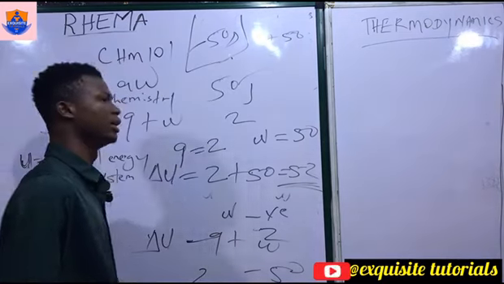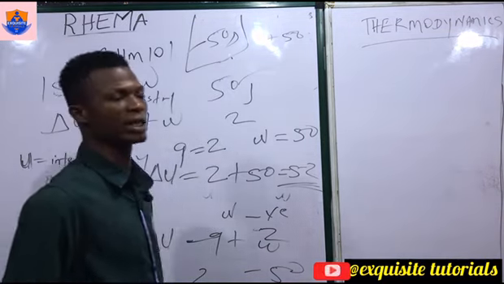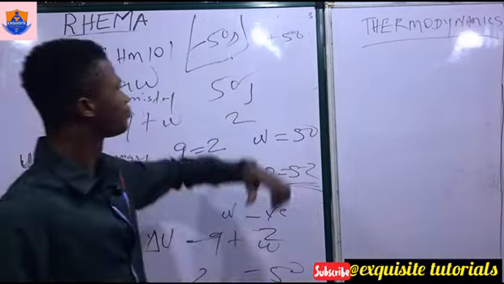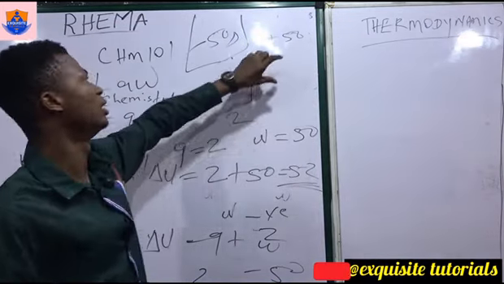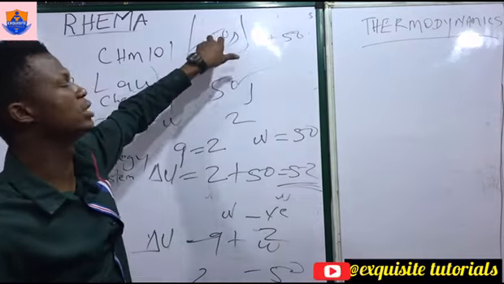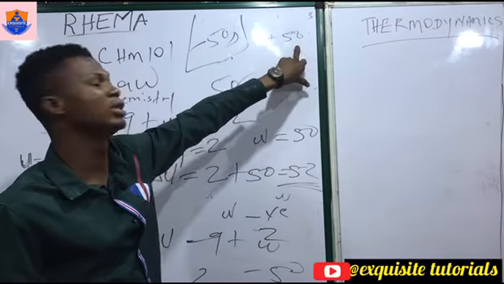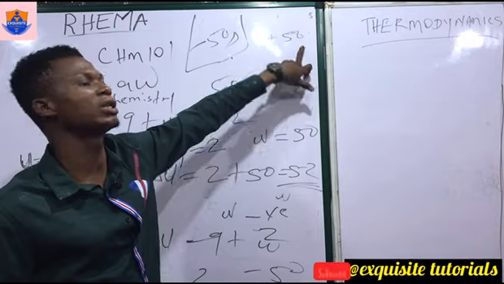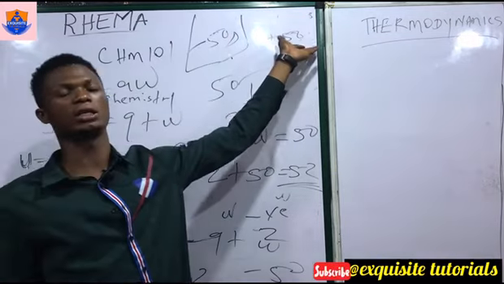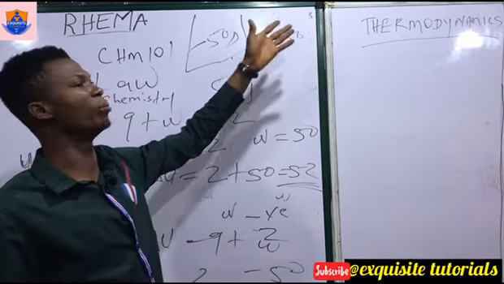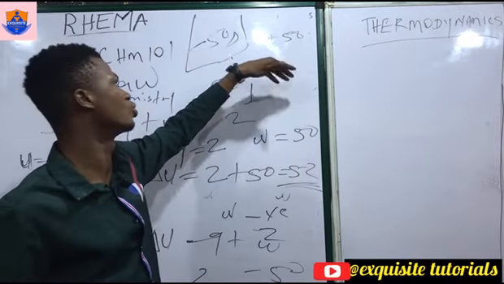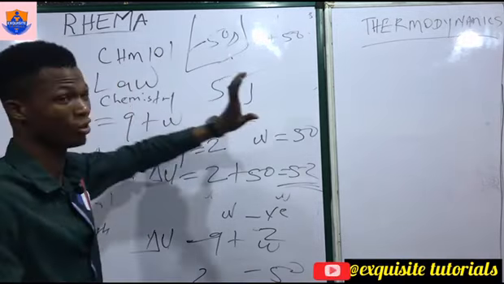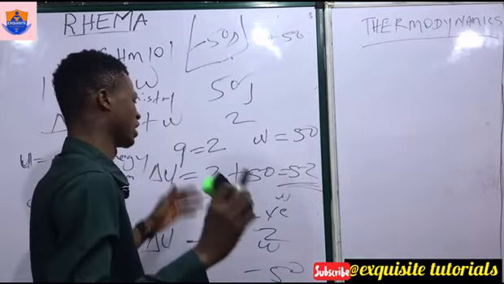It's very clear. And for those writing physics, if work is done on the system, remember, we are considering the surrounding, not the system. It means work is leaving the surrounding into the system, so the surrounding is negative. But when work is done by the system, it means energy is leaving the system into the surrounding, so the surrounding is positive. But don't be confused here. We are only talking about chemistry.